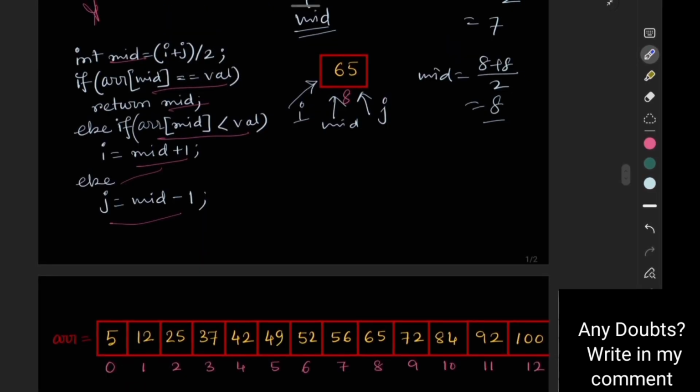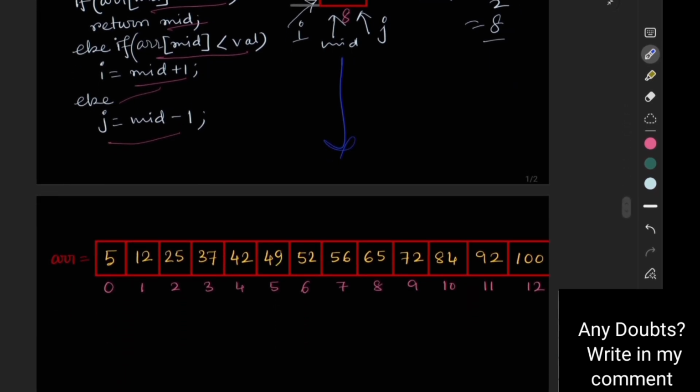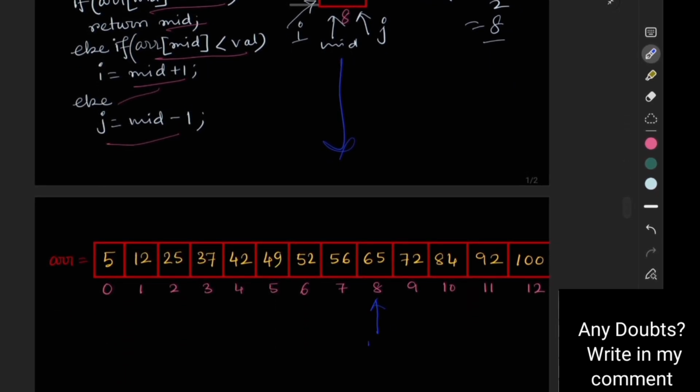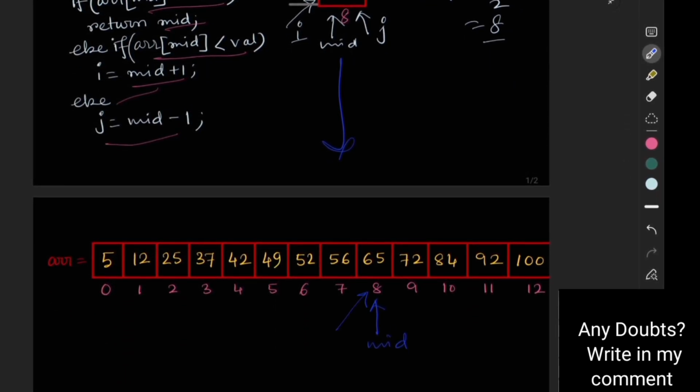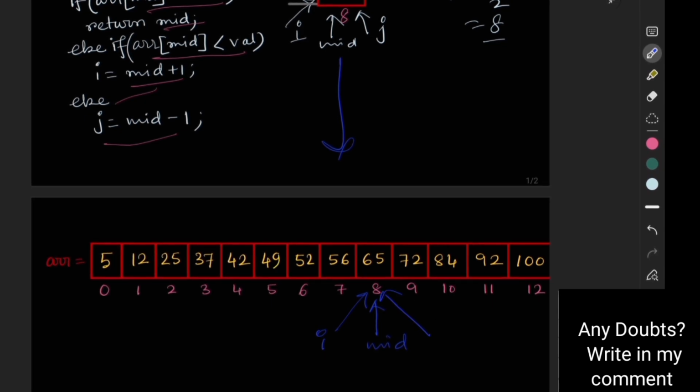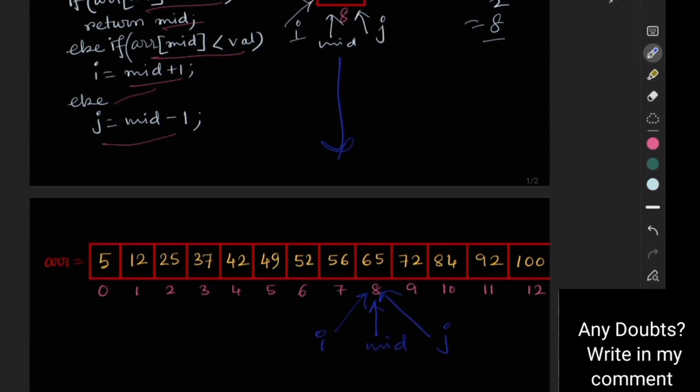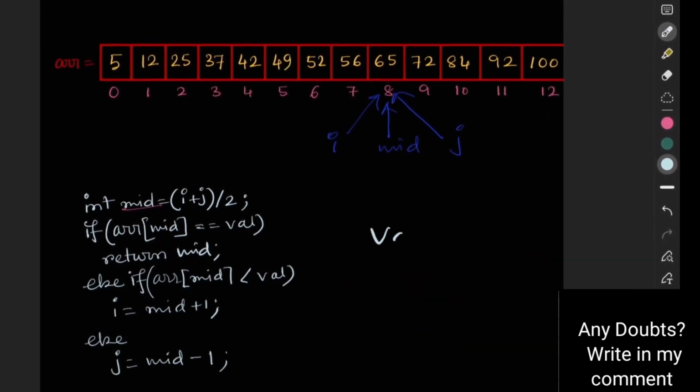Okay. So now the current scenario is mid is pointing to index number 8. i is also pointing to index number 8 and j is also pointing to index number 8. Now just take one scenario.